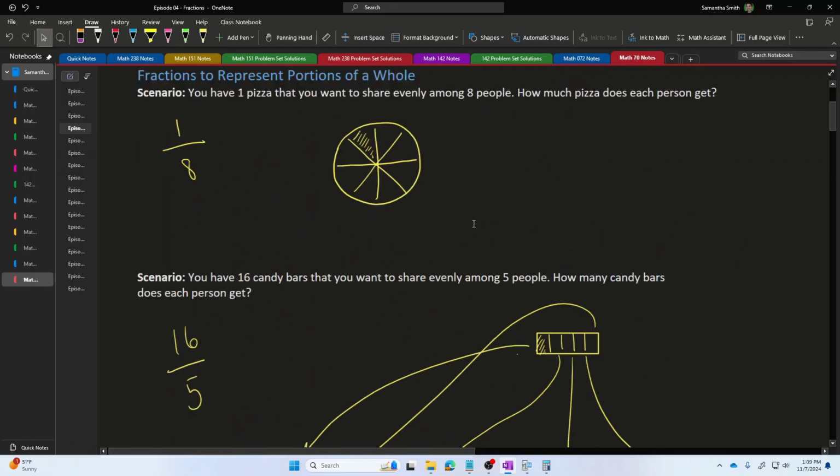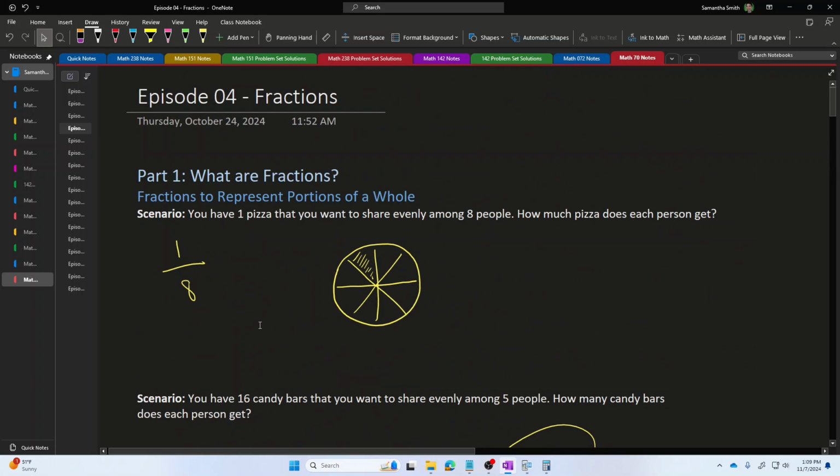So for example, if I'm working with a pizza and I have one pizza divided evenly among 8 people, and I divide that pizza into 8 pieces and I give each person one of those pieces, then the 1 on the top is the numerator and the 8 in the bottom is the denominator. And the numerator is telling you how many pieces each person gets. Each person would get one piece, one slice out of this pie.